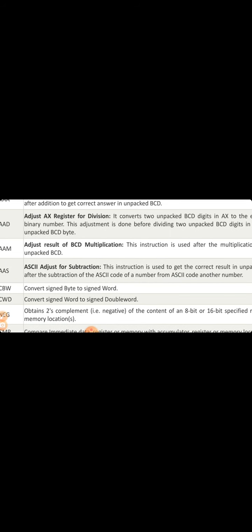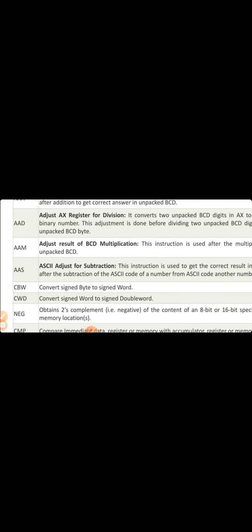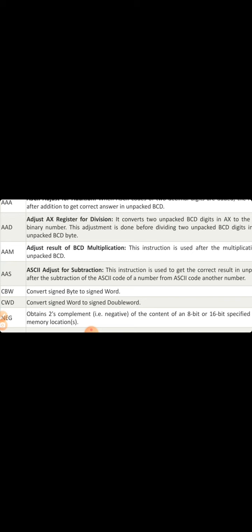Now the next instruction is AAM, which means adjust result of BCD multiplication. This instruction is used after the multiplication of two unpacked BCD numbers. We have to remember that the long form of that instruction, adjust result of BCD multiplication, is AAM. This instruction is used after the multiplication of two unpacked BCD numbers.